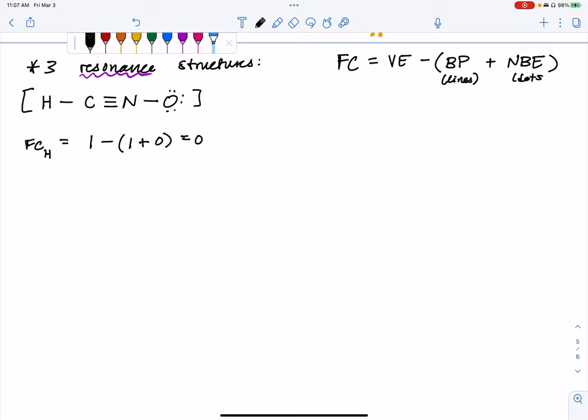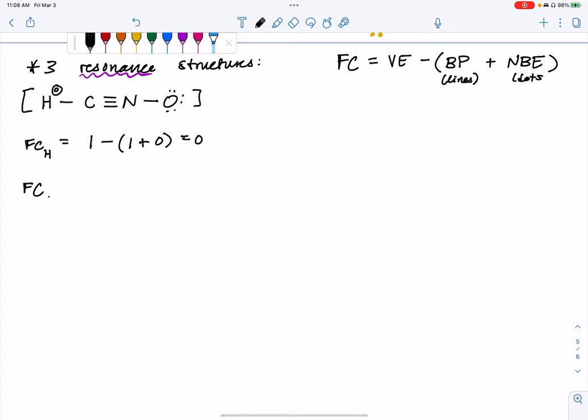So here I'm going to write my formal charge on hydrogen as being 0, and I'm going to put it in a little circle, just to know exactly what charge goes where. And I don't want to confuse this for an ionic charge, so putting in a circle helps me make that difference or distinction.